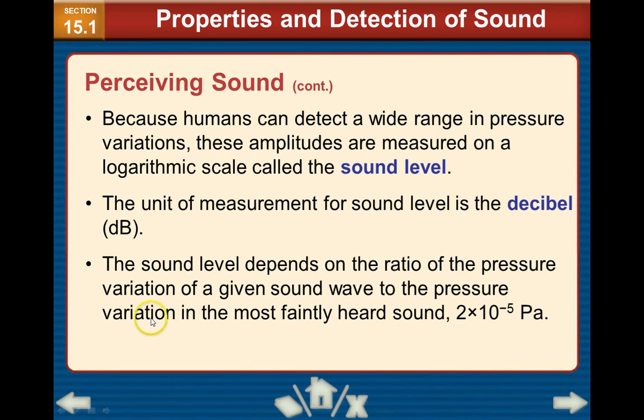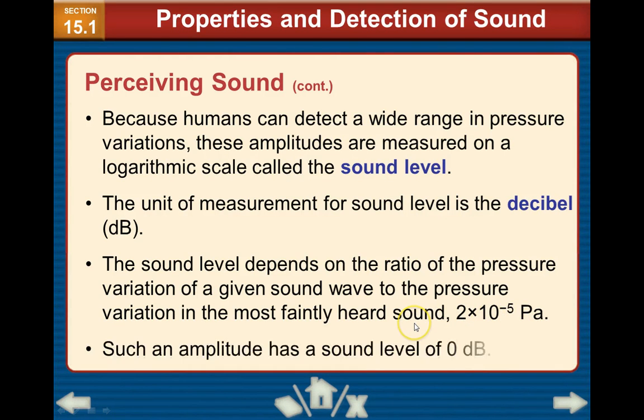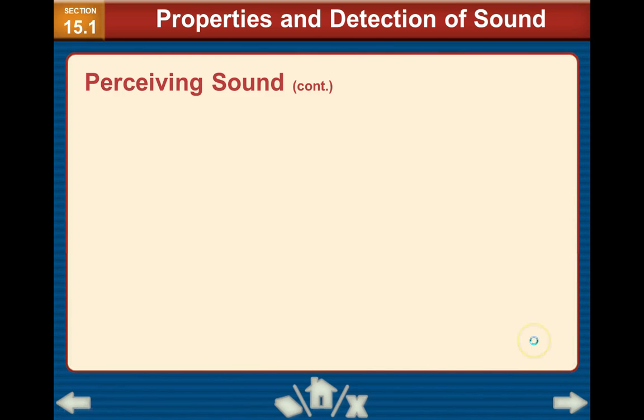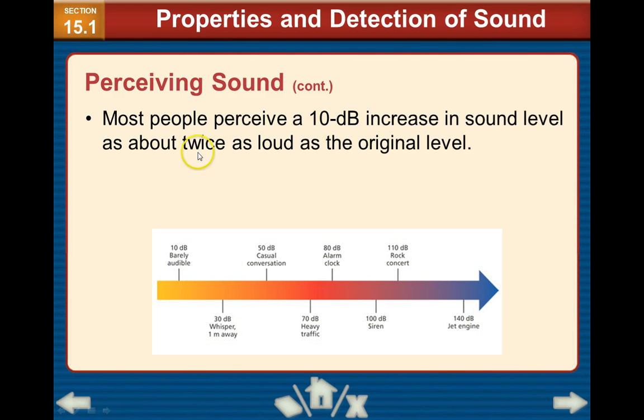But let's start with the lowest level. The lowest level is this pressure wave of 2 times 10 to the negative 5th pascals. We're going to call that 0 decibels. As we go up, it turns out that a tenfold change in decibel level means something is about twice as loud as the original. So from a whisper at 30 decibels, 40 decibels would be twice as loud, 50 decibels would be 4 times as loud. So we can go between these conversions.